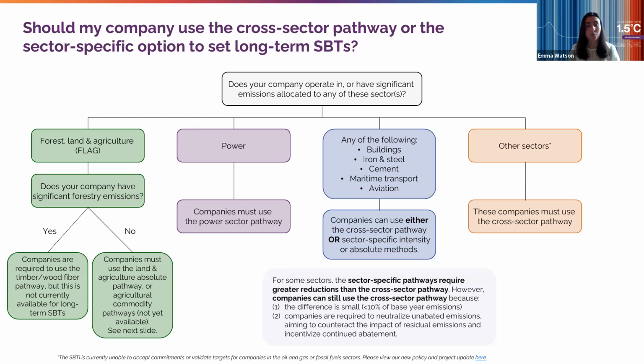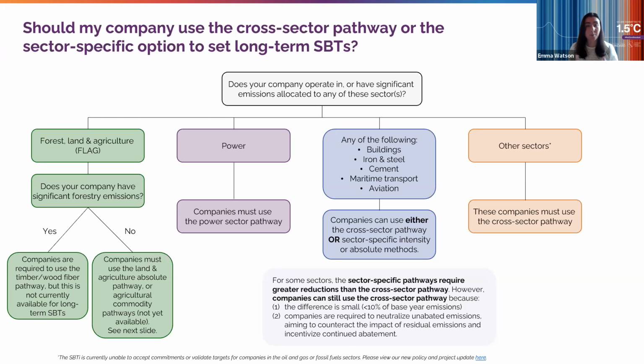So on the next slide, we'll talk a bit more about the forest, land and agricultural sector timelines, as that project is currently under development. So next, if we're looking at the purple buckets, if your company's in the power sector, you must use the power sector pathway. Companies in those sectors don't have the option.